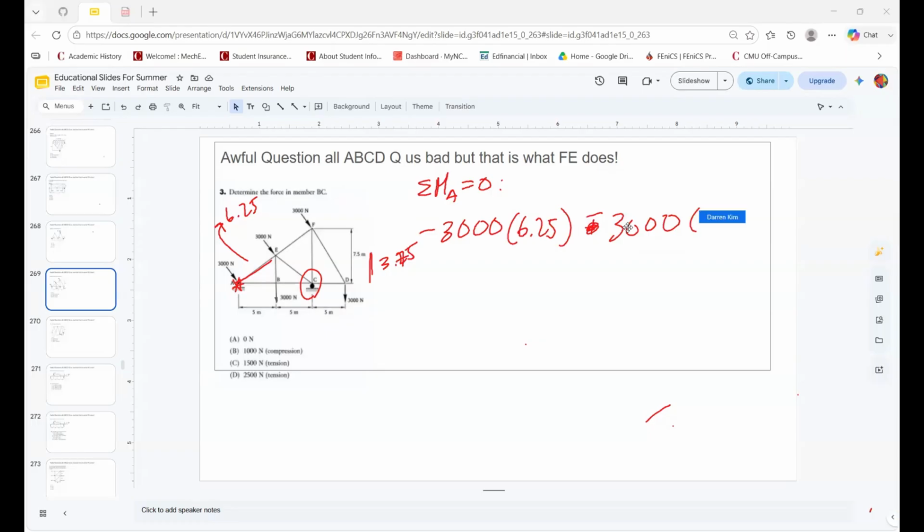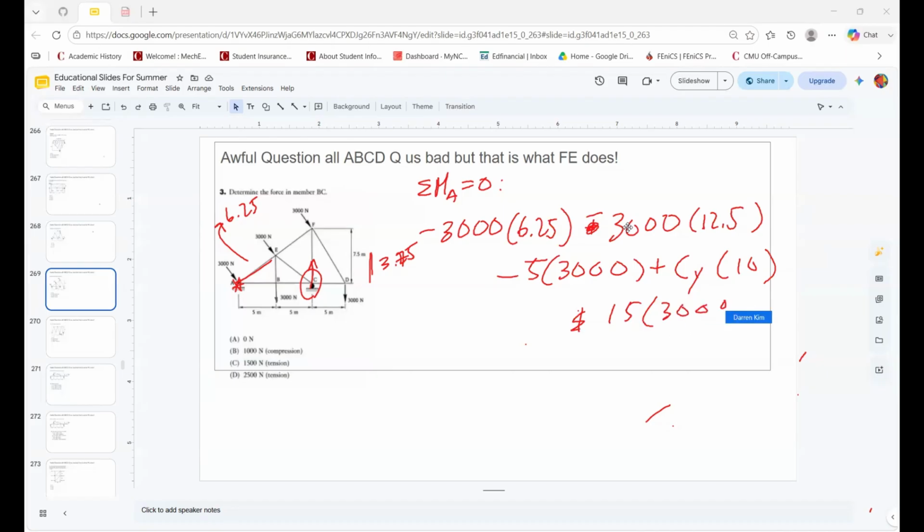And then it's going to be times 2, which is 12.5. And then over here with the 5 multiplied by 3,000. Again, it's a negative, so over here it's like that. And then plus, and I'm going to choose the convention of this. So plus Cy, parentheses 10. And then we're going to have another D, which is 3,000. So 15 parentheses 6,000, 3,000 negative again, equals 0.